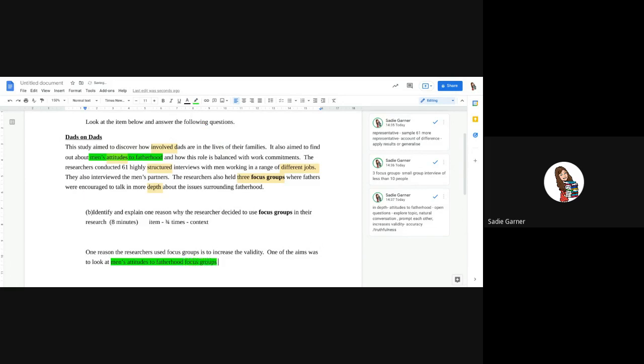Focus groups will allow the dads to explore their attitudes and provide detail, as the questions are all open.